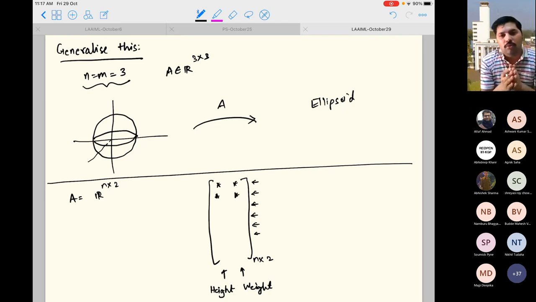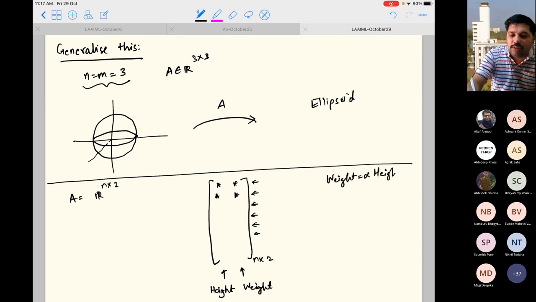Now you know that height and weight are highly correlated. Maybe there exists a relationship, weight is equal to alpha times height, for some unknown alpha, and now this epsilon is coming into the picture, which is measuring inaccuracies in the relationship, the approximation that we are making.